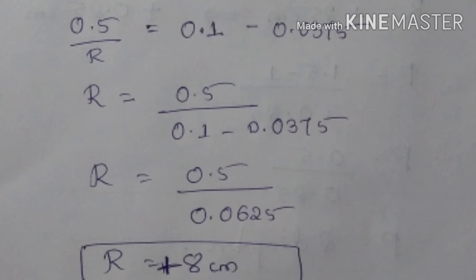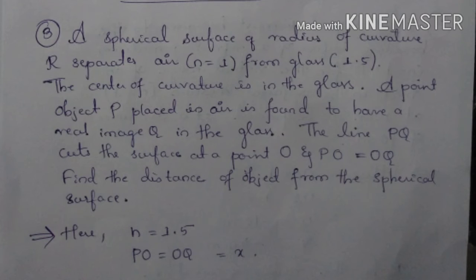So 0.5 divided by R is equal to 0.1 minus 0.0375. So R can be written as 0.5 divided by 0.1 minus 0.0375. So R is equal to 8 centimeter. So the radius of curvature for this spherical refracting surface should be 8 centimeter.